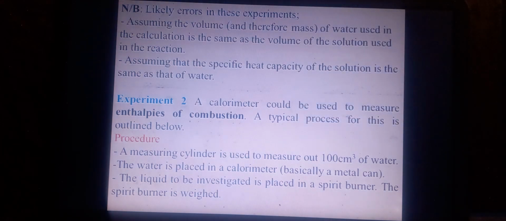Then remember there is always some heat loss to the surrounding. So some heat can be lost to the surrounding, which can result in an error between the theoretical value and the actual value.